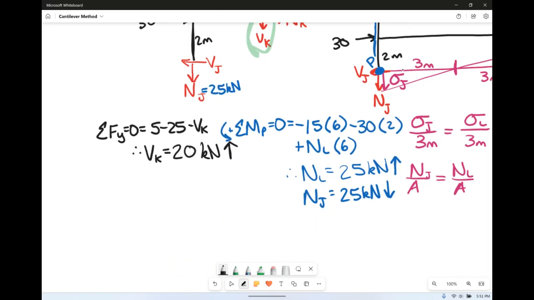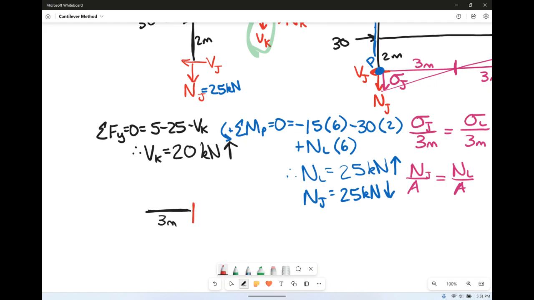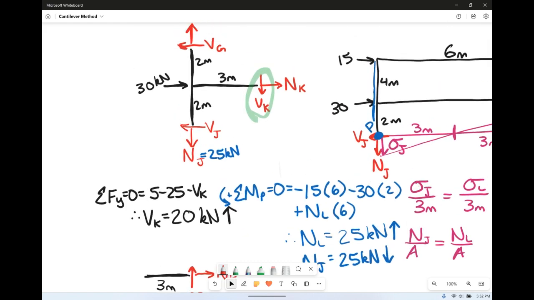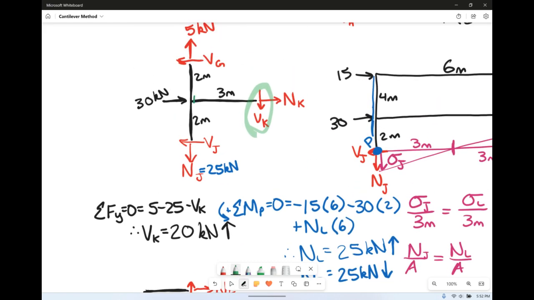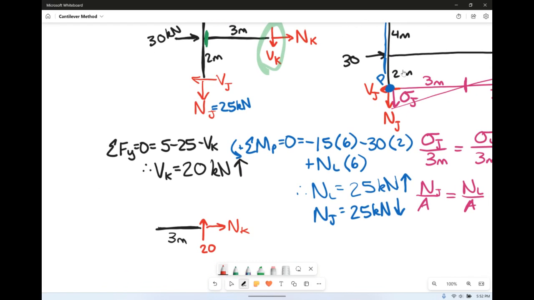So if we break that member open, we've got 3 meters. We just found shear K. So shear at K is 20 kilonewtons, we said going up. Technically, there's the normal at K. And we cut right before we hit that column, so we're cutting right there to try and open up what those internal shear, normal and moments are. So we have internal shear, internal normal, and internal moment. This is moment at F.